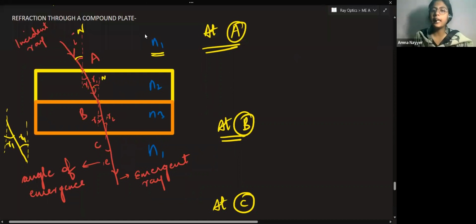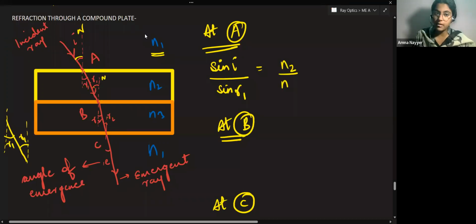So at point A, if you apply, this becomes sine I by sine R1 is equal to N2 by N1. So how do we write N2 by N1 or N1 by N2? N2 by N1 is written like this. N2 is written first, the refractive index of the medium where the refracted ray enters. So this way also you can remember, and if you're able to write this statement directly, then no issues. But many students get confused. Then they end up writing N1 by N2 sometimes, just the opposite. So for that, you can do the same thing: the refractive index multiplied by sine I is equal to the refractive index multiplied by sine R. If you cross multiply, you will get that equation back, or you can write this.